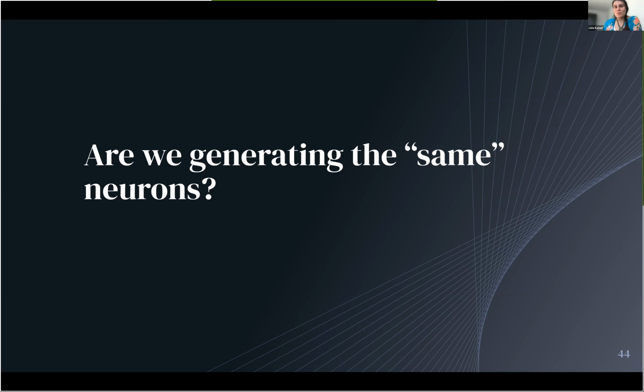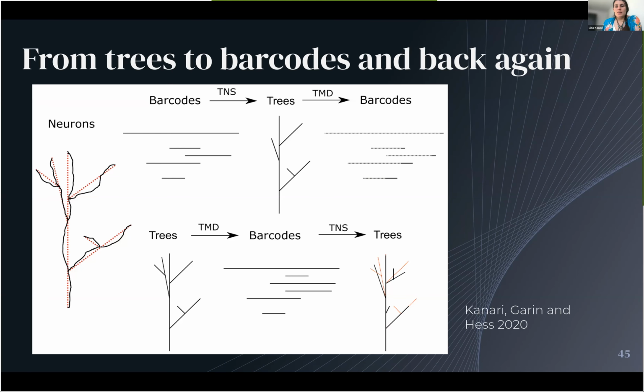And what would be a definition of how similar the neurons that we get from biology are to the neurons that we computationally generate? So trying to understand that with Adelie and Catherine, we tried to develop a framework in which to describe this process. So how we go from the barcodes to the trees, and then extracting the barcodes again, and then comparing the original barcodes to the synthesized barcodes. And then similarly, if we start from an original tree, we extract a barcode, and then we synthesize it, how different is the original tree from the tree that is computationally generated?